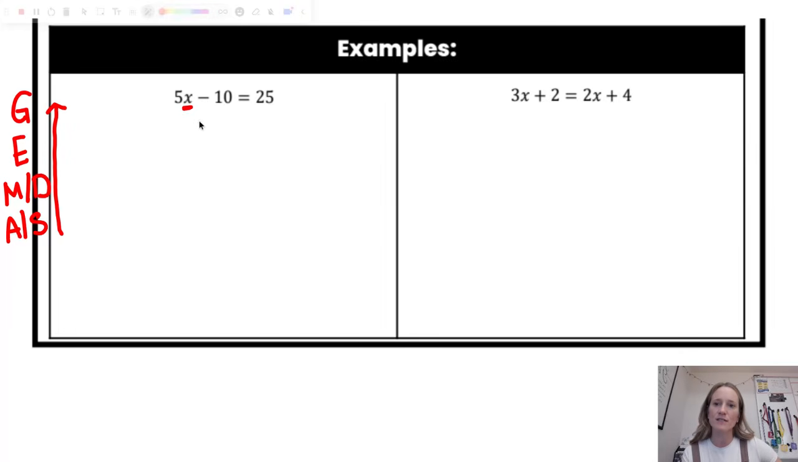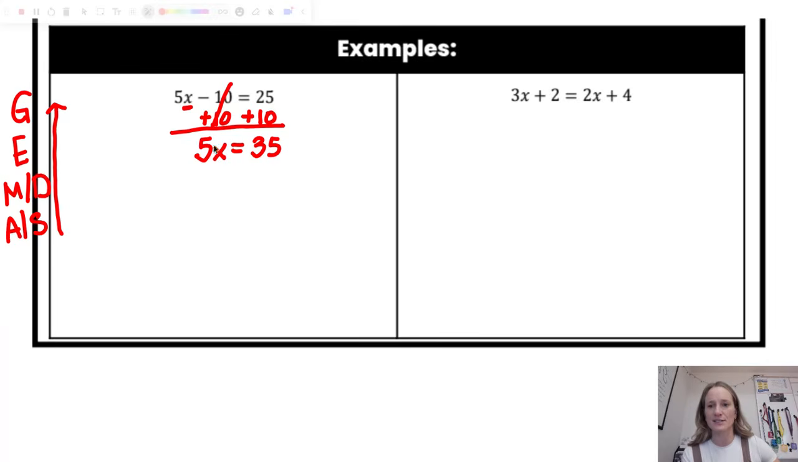I always do the inverse operation so that it takes that term away from the side where the variable is and moves it over to the other. Since that's minus 10, I'm going to add 10 to both sides, because minus 10 is the same thing as negative 10. Negative 10 plus 10 cancels out. That's 0. 25 plus 10 becomes 35. And now I'm just left with 5x equals 35.